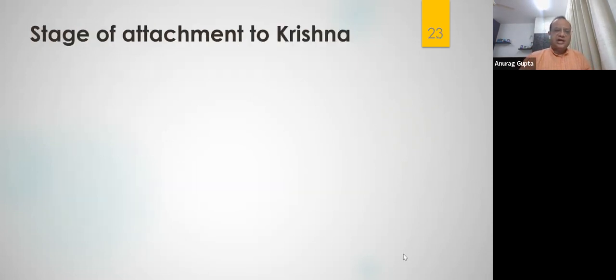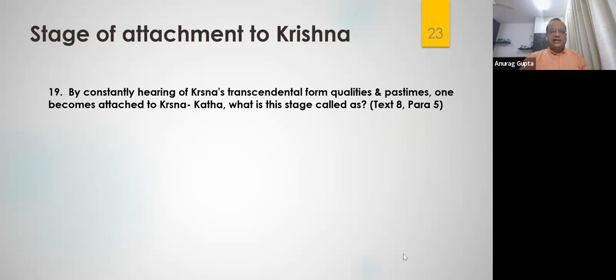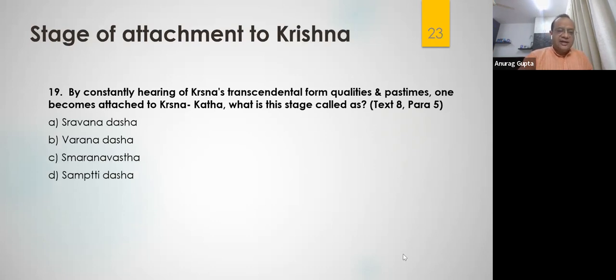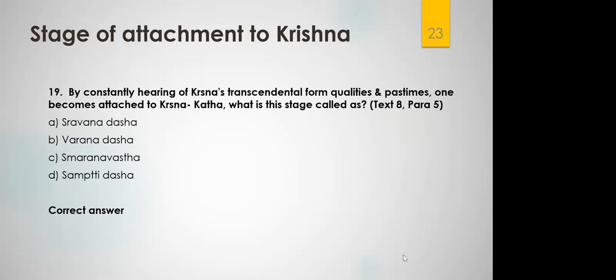Stage of attachment to Krishna. By constantly hearing of Krishna's transcendental form, qualities and pastimes, one becomes attached to Krishna Katha. What is this stage called? Sravana Dasa, Varana Dasa, Smaranavastha, Sampatti Dasha. Correct answer is, please tell me. B. Varana Dasha, Prabhuji. Varana Dasha, very nice.